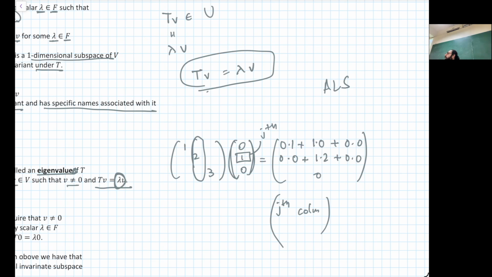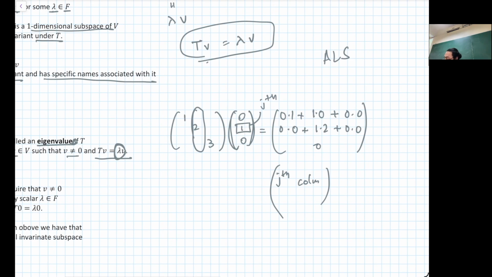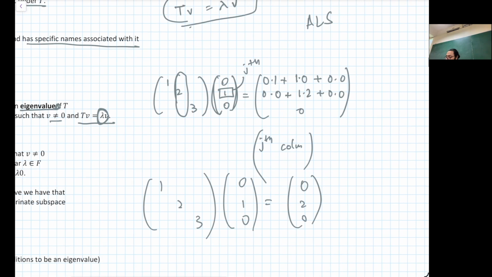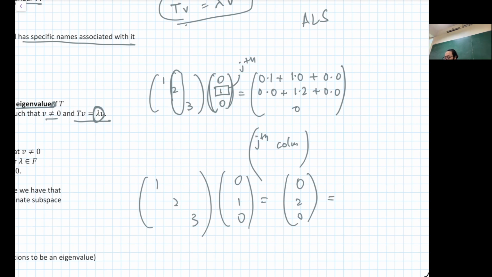All right, so this is the jth column, right? Now let's do this again. Now that you know this, what is the answer going to be? The second column, right? What is the second column? (0, 2, 0). Now, can you write it as a scalar multiplied with the initial vector? This is the vector b, and this is 2b. So you found an invariant subspace. Now, what is 2? It's an eigenvalue. So we got one eigenvalue.